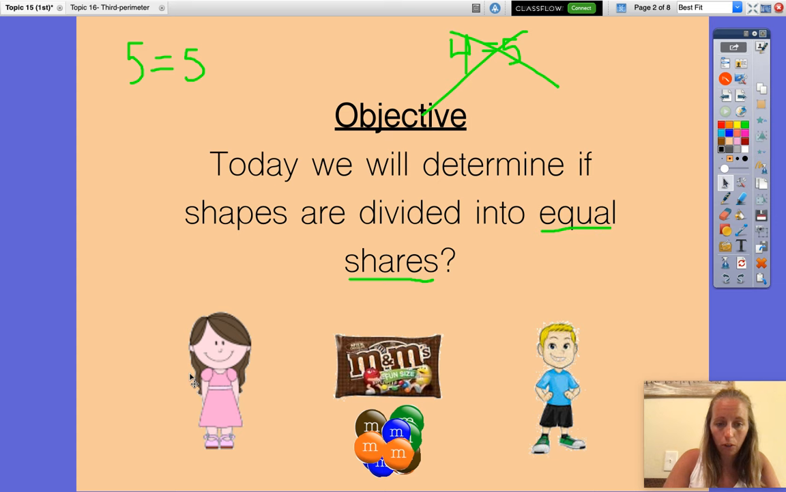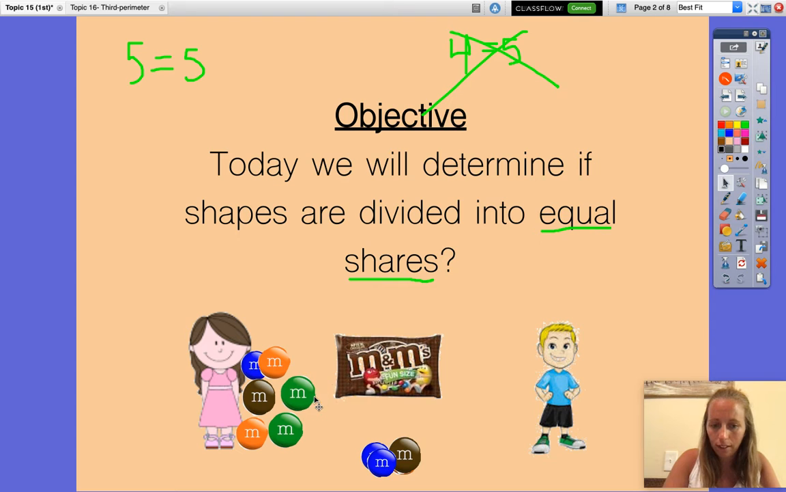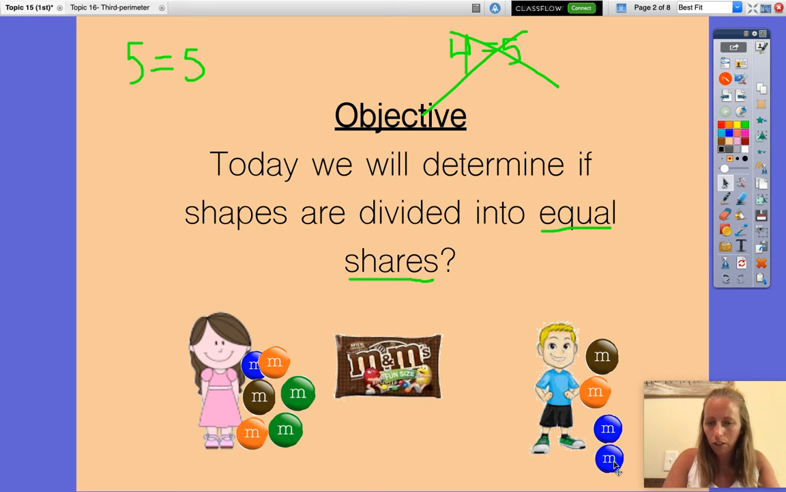I'm going to think of M&Ms. So here we have a girl and a boy, and they're going to share this bag of M&Ms. So if I give the girl 1, 2, 3, 4, 5, 6 M&Ms, and I give the boy 1, 2, 3, 4, do they have equal shares? No, right? Because he only has 4 and she has 6, so that's not equal.